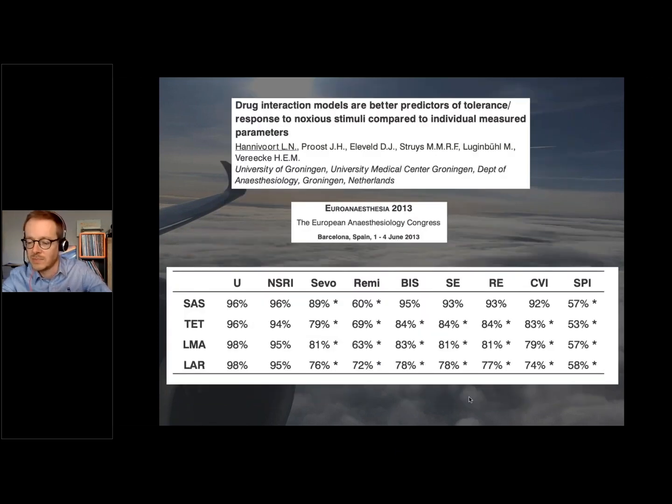So there have been studies on this NSRI, and it proves from this study that NSRI was better in predicting response to certain stimuli like shake and shout, tetanic stimulation, laryngeal mask airway insertion, or laryngoscopy. That NSRI proved to be better at predicting whether or not the patients tolerated these compared to, for example, BIS or entropy or the effect site concentrations of inhaled agents or remifentanil.